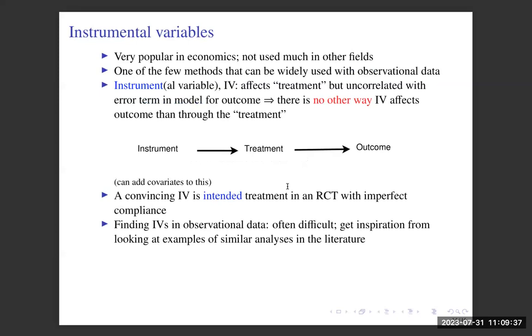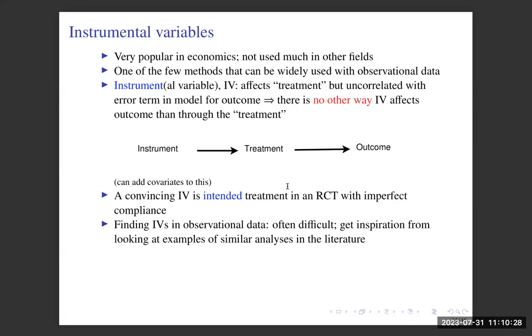So instrumental variables is a way to estimate causal effects that is very popular in economics. It's not much used in other fields. And it's one of the few methods that can be widely used with observational data. The instrument, or instrumental variable, or IV, is a variable that affects the treatment variable, the cause in your causal model, but it's uncorrelated with the error term in the model for the outcome. What this means is there is no other way that this instrumental variable affects the outcome than through the treatment. And this would be the DAG that goes with that.